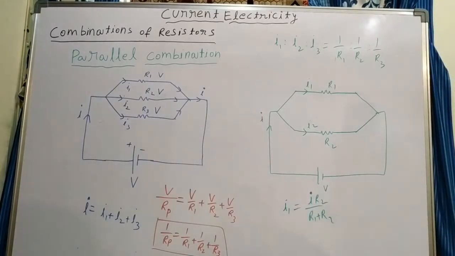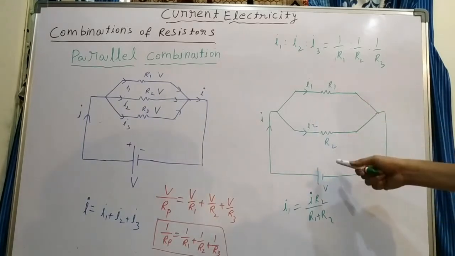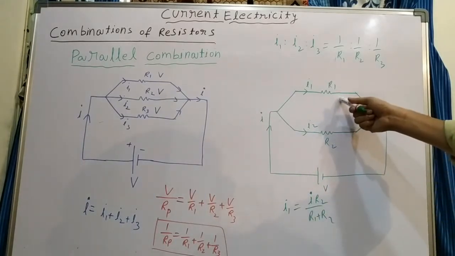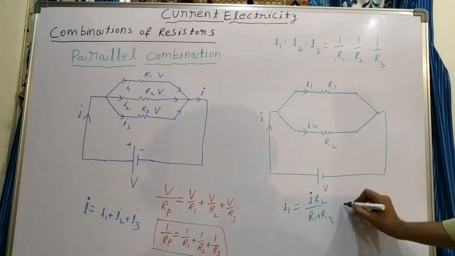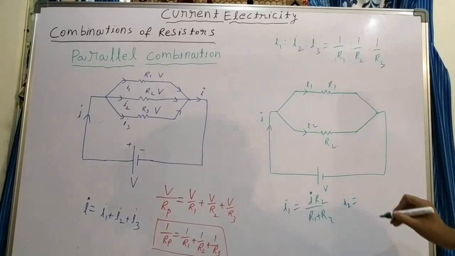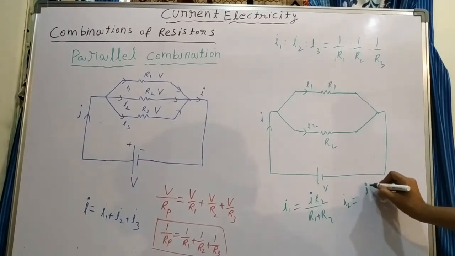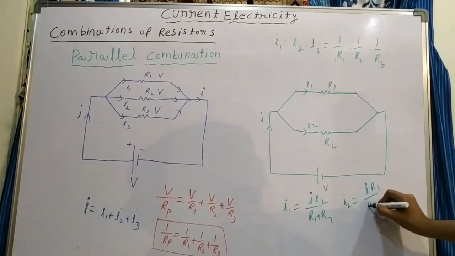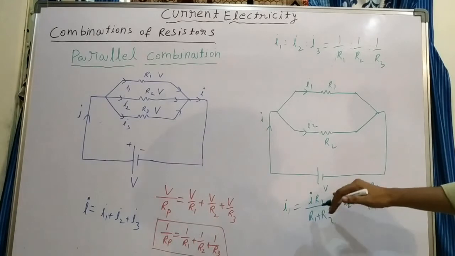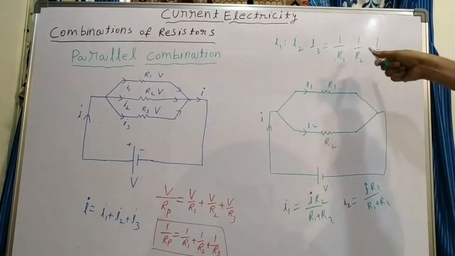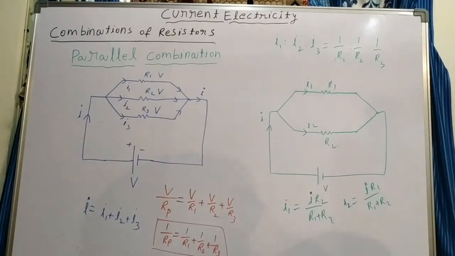So in parallel combination, how is current divided? Total current into the other resistance. If you want current flowing through R1, we need I into R2 by total resistance. Similarly, what is current flowing through the second resistance? I2 is equal to total current into R1 by R1 plus R2. In case of series combination, potential is divided in proportion to the same resistance, while here it is the other resistance, because current is inversely proportional. There it is directly proportional.